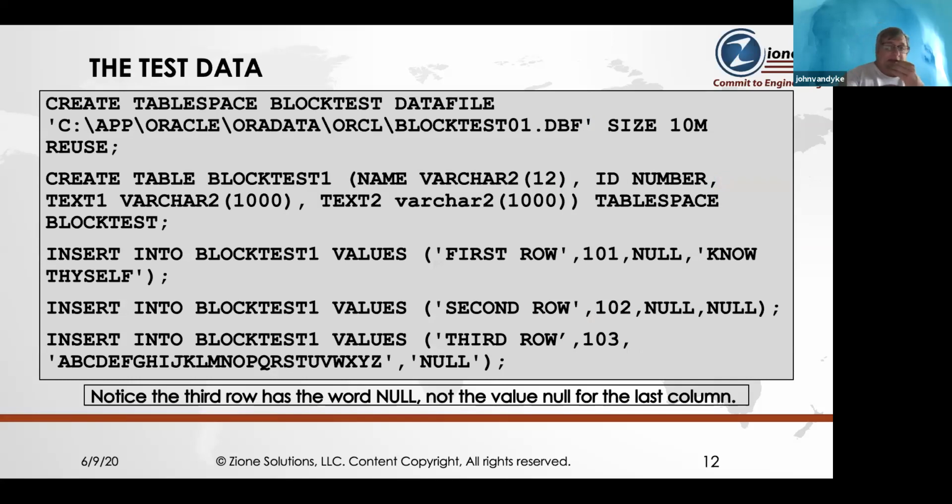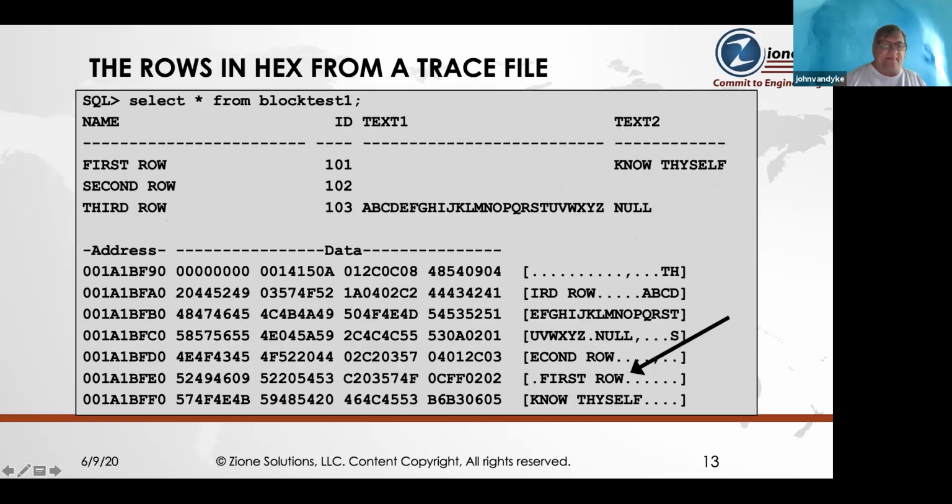Anyway, so this is my test data, little tables. I create a little table space, create a little table and put these 3 rows in it. Very exciting. So a couple of things that I want to point out. First of all, we have a column here that's a null in between 2 non-nulls on the first row. And the second row has 2 trailing nulls. And then the third row has actually the word null, not the null value, but the word null. So let's see what happens with all this stuff.